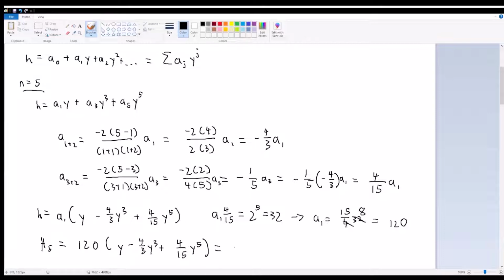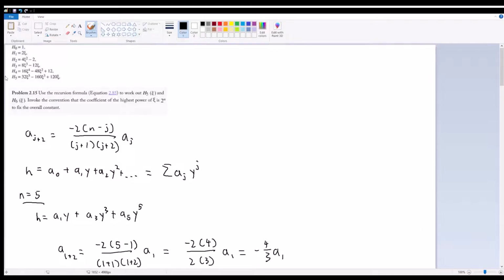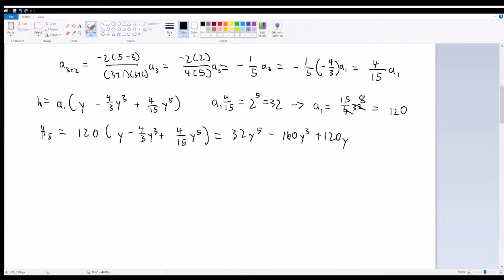In the convention of putting the higher powers first, it's going to give us 32 y to the 5th minus, let's see, what is that? 40 times 4 is 160, 160 y cubed plus 120 y. And let me double check that that's right. Yes, that is indeed correct, because if we compare this to h5 from our reference here, that matches. All right, next one. N equals 6.